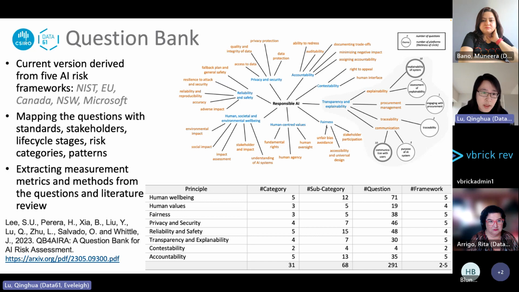And we are currently mapping the questions with standard items, stakeholders, life cycle stages, and the patterns for risk mitigation. We are also identifying the measurement metrics and methods from the existing frameworks.